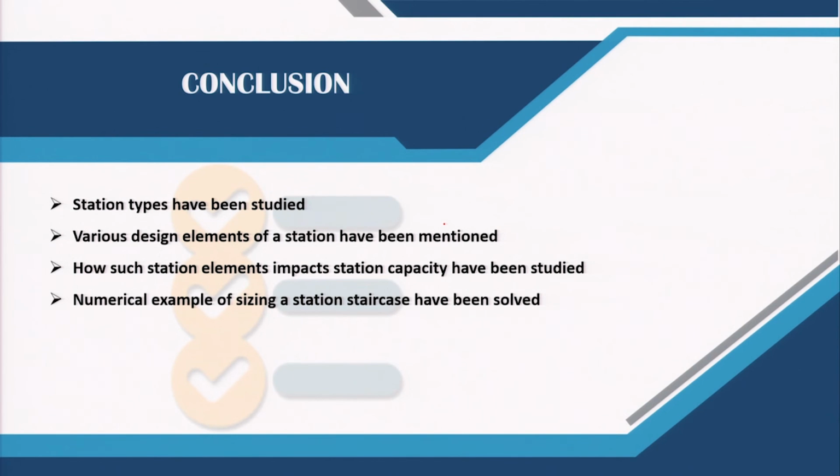So, in conclusion, we showed you today the different station types, the various design elements of the station, and how station elements impact station capacity. Remember, there are different elements within the station that will impact it. So, you have to understand how the capacities of these different elements differ, and we gave you an example of how to measure the capacity of one such element, which is the staircase.